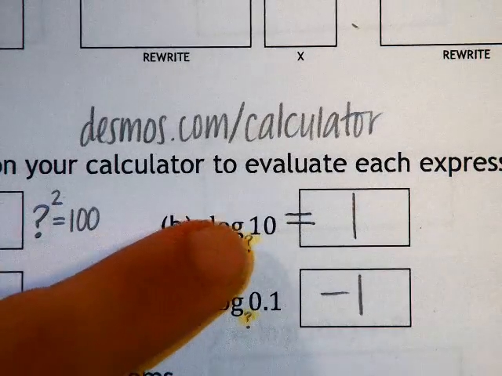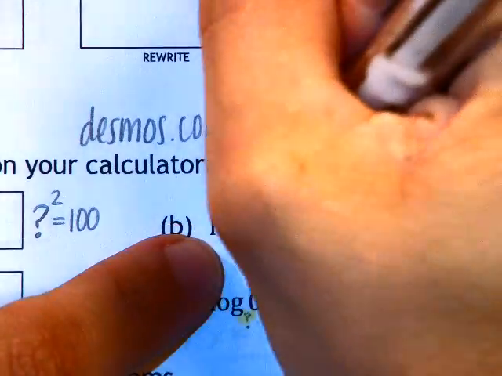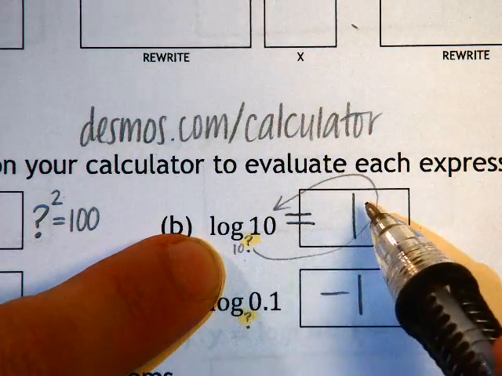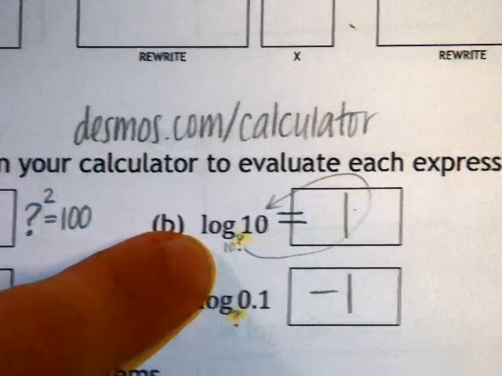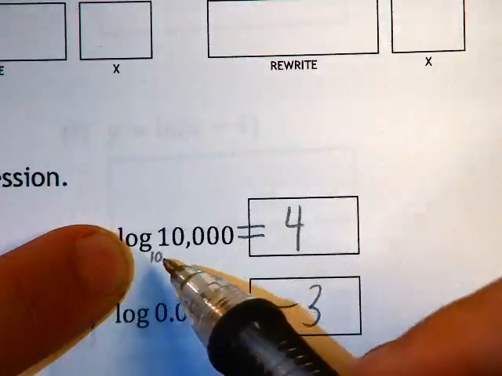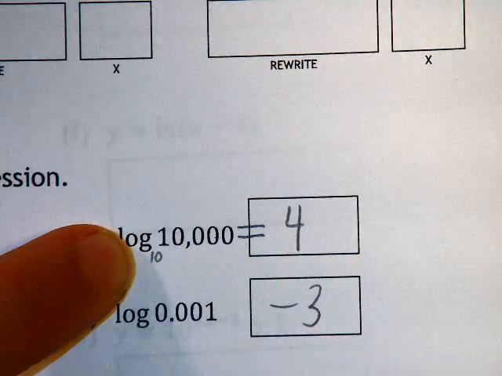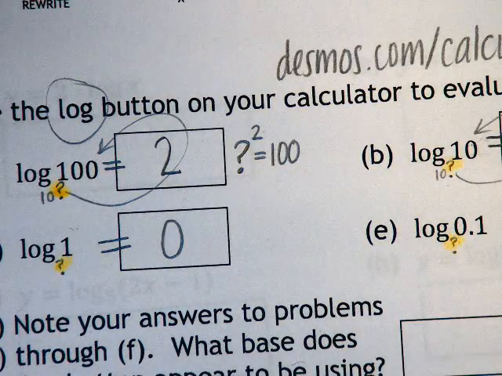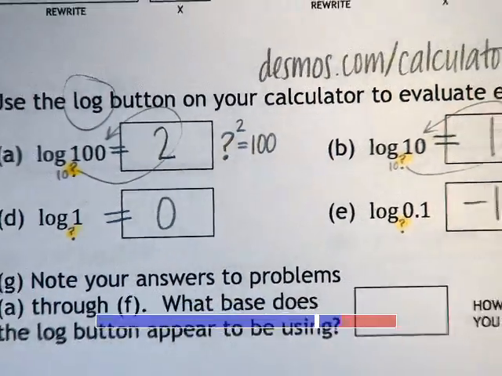And let's see if that's true here. If the 10 really was the question mark, would that make sense exponentially? 10 to the power of 1 equals 10. Yeah, it would have worked. In letter C, if there was an invisible 10 there, 10 to the power of 4 is 10,000. That would have worked. And that would have worked in all of these problems. So the mystery is solved.